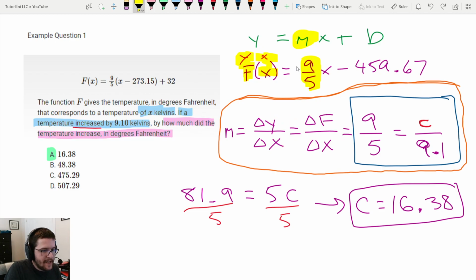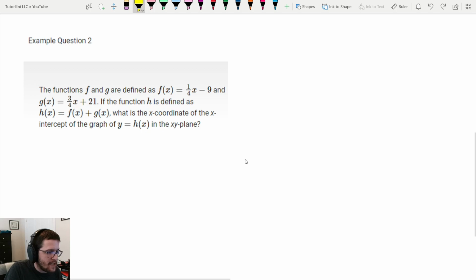Great. And of course, if you wanted to, you could type that equation into Desmos if you want to solve it. I'm not going to go over it. All right, let's do the next one.